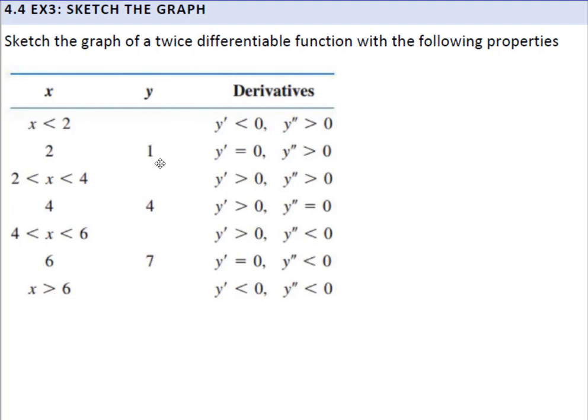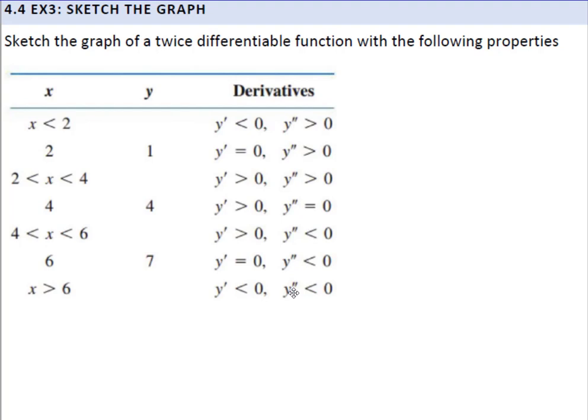So you notice in our second column, we know that when x equals 2, y equals 1. When x equals 4, y equals 4. And when x equals 6, y equals 6. And then we have information about both the first and the second derivatives.